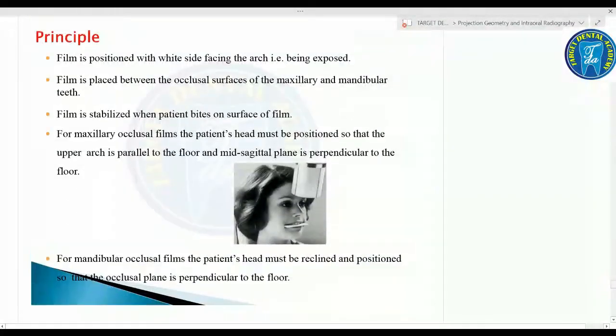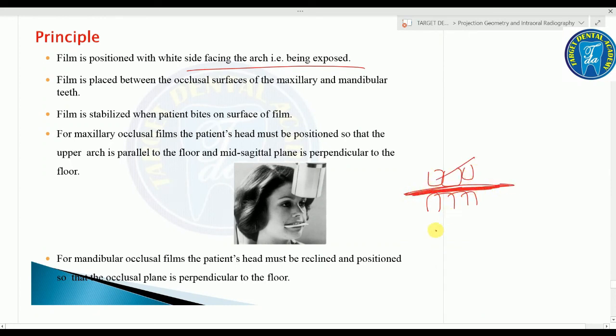So the principle is, the film should be positioned with the wide side facing the arch which is being exposed. The film is placed between the maxillary and the mandibular occlusal surfaces. The film is stabilized when the patient bites on the surface of the film.